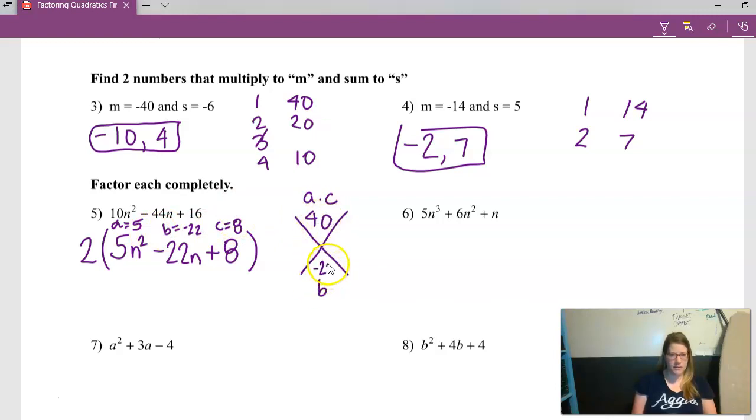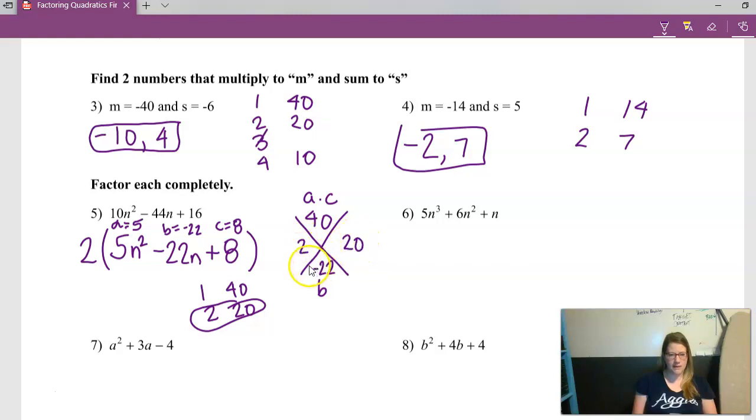So I'm looking for two numbers that multiply to 40 and add to -22. So I've got 1 times 40, which won't work. I've got 2 times 20, which will work. 2 plus 20 is 22.